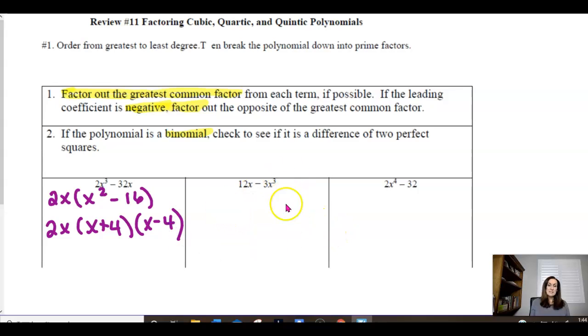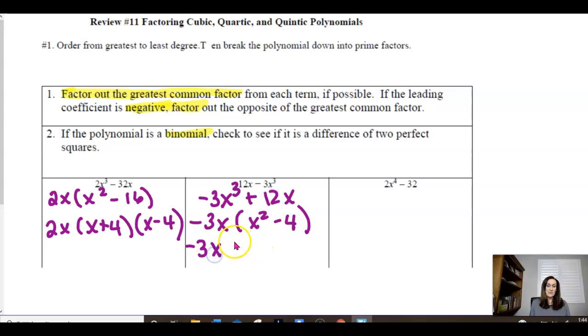Next problem, I'm going to start by changing the order. So I want the highest degree first. The highest degree is a negative 3x cubed plus 12x. So now when I go to factor out the GCF, I'm going to include that negative. So the negative is going to factor out along with a 3 and an x, leaving me x squared subtract 4. Now I can factor the difference of two squares, getting negative 3x times x plus 2, x subtract 2.